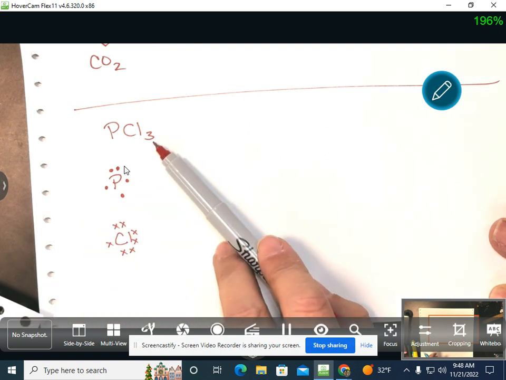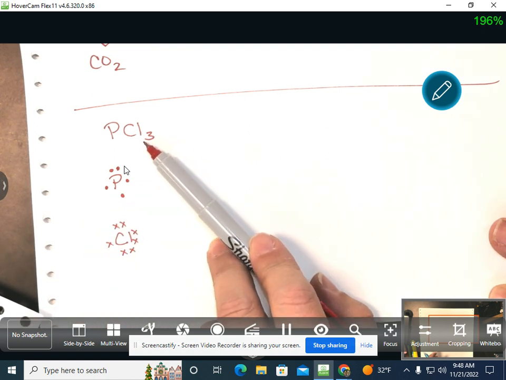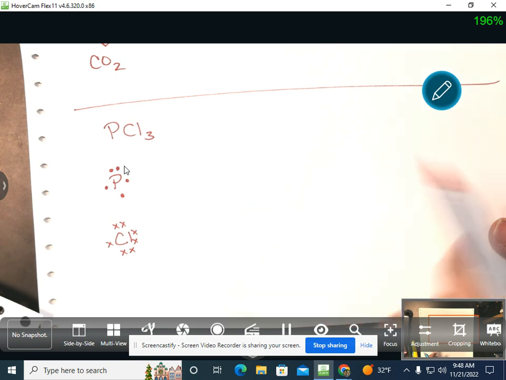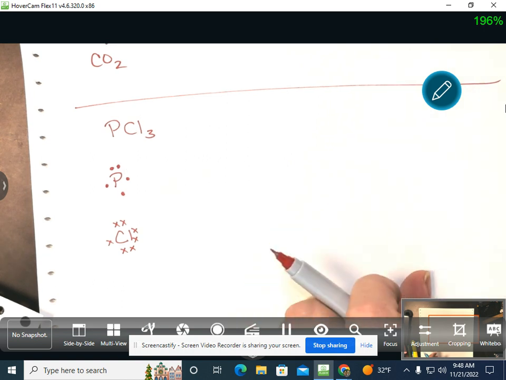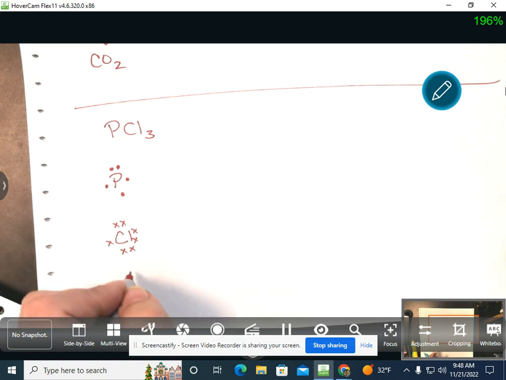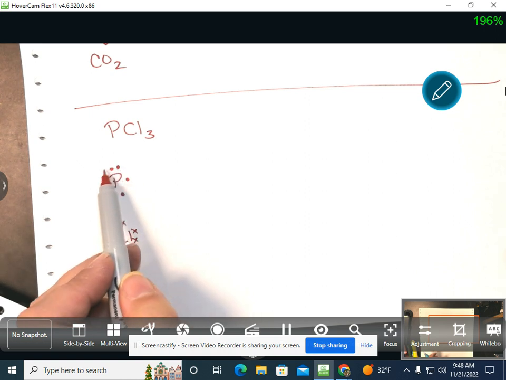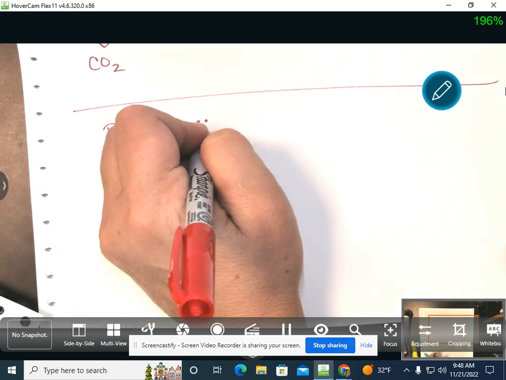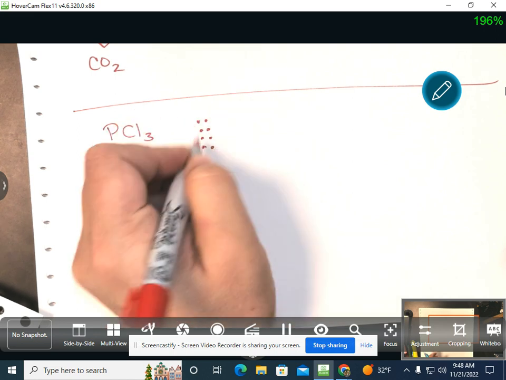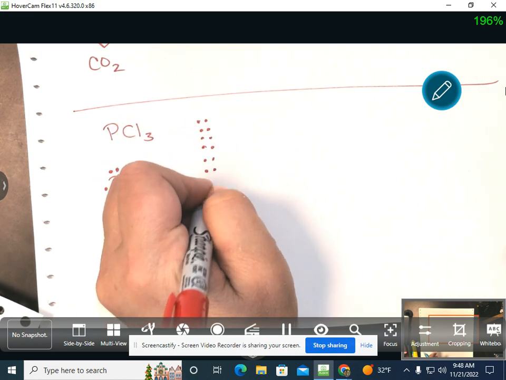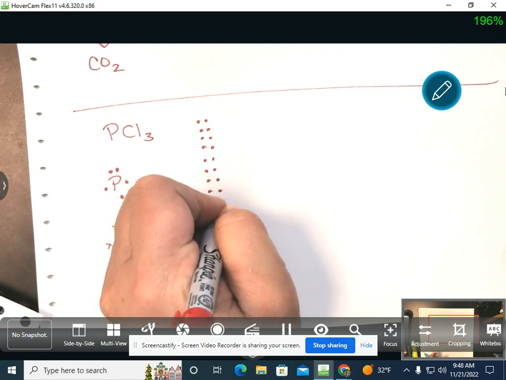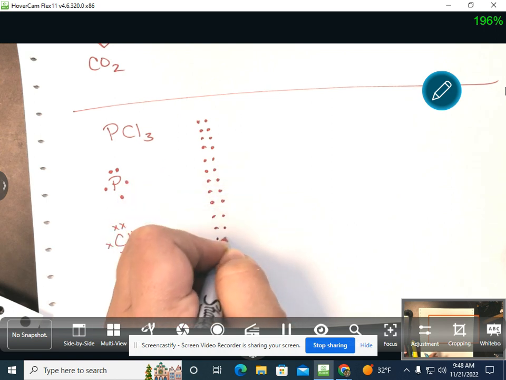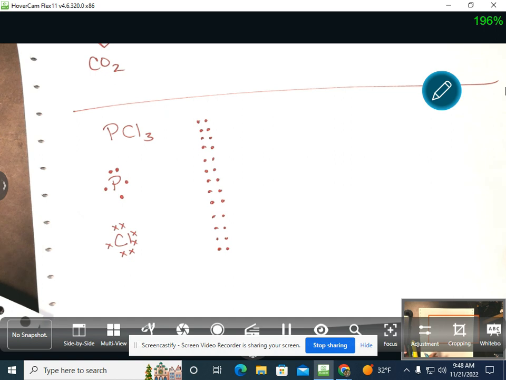Okay, and how many chlorines are there? 3. So where are they going to go? Should we strip them all down and do them as pairs? Okay, so we got 3 chlorines. 3 times 7 is 21, plus these 5 is going to be 26, right? Which is 13 pairs. 4, 5, 6, 7, 8, 9, 10, 11, 12, 13. We really don't need to do it like this, but we can.